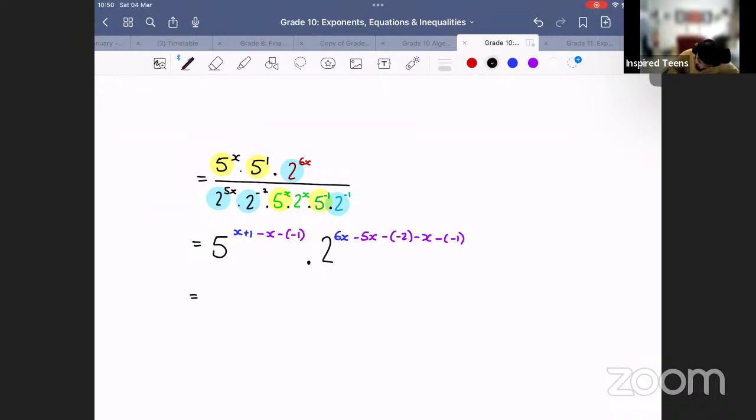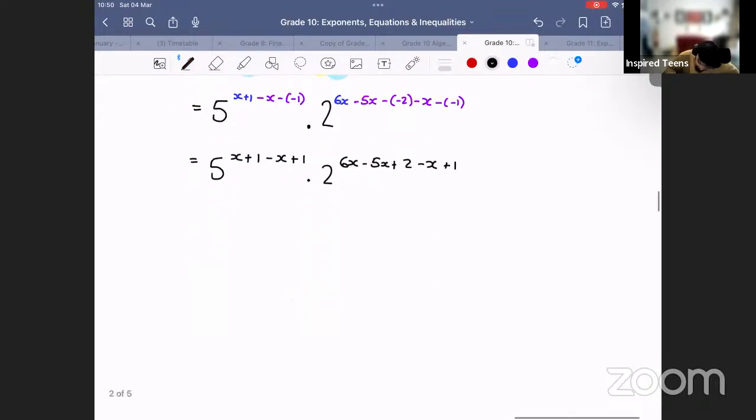Okay, when I simplify this, I get 5 to the x plus 1 minus x plus 1, times 2 to the 6x minus 5x plus 2 minus x plus 1. When I simplify it again, x and negative x cancel. I'm left with 5 to the power of 2 times 2 to the power of 3, because 6x minus 5x is 1, plus 2 minus 1 is 2, and so on, and the x's cancel. This is equal to 25 times 8. This is equal to 200.